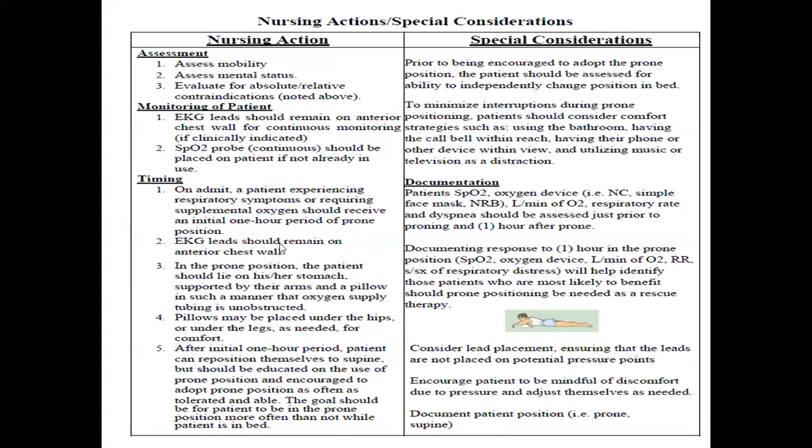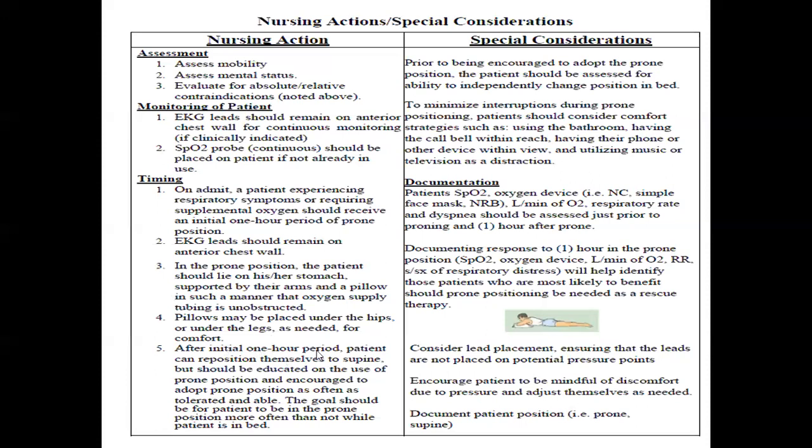EKG leads should remain on the anterior chest wall. In the prone position, the patient should lie on his or her stomach, supported by their arms and pillows in such a manner that the oxygen supply tubing is unobstructed. Pillows may be placed under the hips or under the legs.